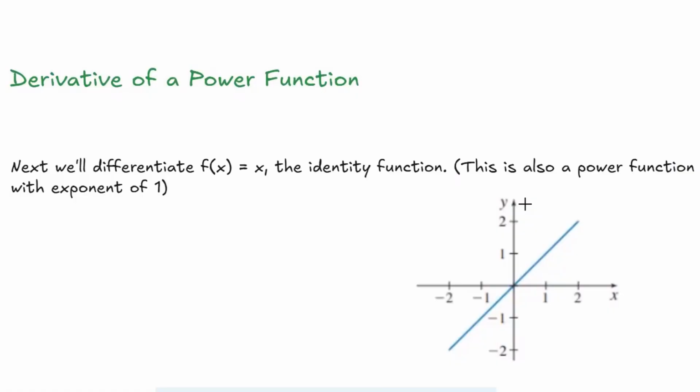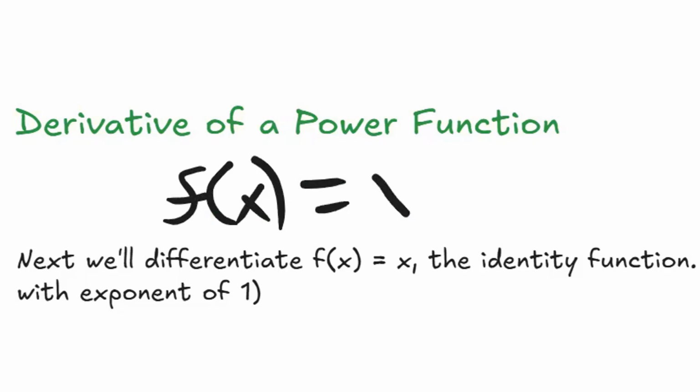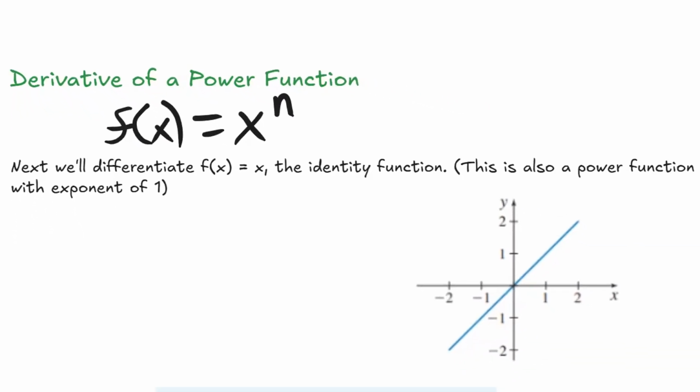Let's start to talk about the derivative of a power function. When we start to do this, we'll first look at the derivative of the identity function, f of x equals x. This is just a power function with an exponent of 1. So when I say power function, I mean f of x equals x to the n. The identity function is x to the first power.